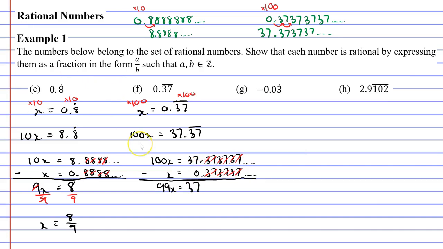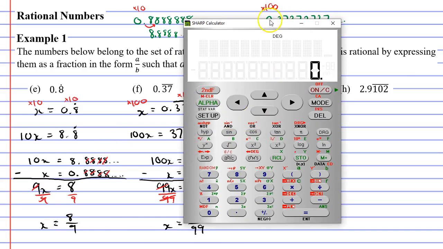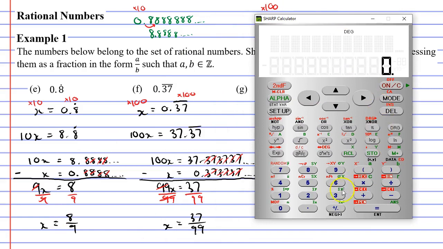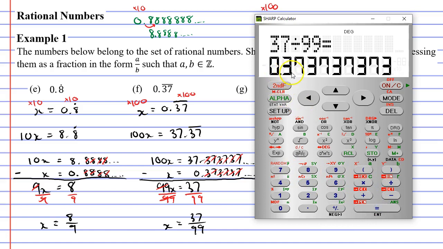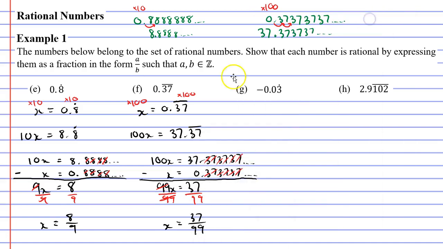We can now solve our equation. We divide both terms by 99, giving us x, which equals 37 over 99. Now bringing up our calculator to check this, 37 divide 99 gives us 0.37 repeater. Perfect. We'll now move on to question G.